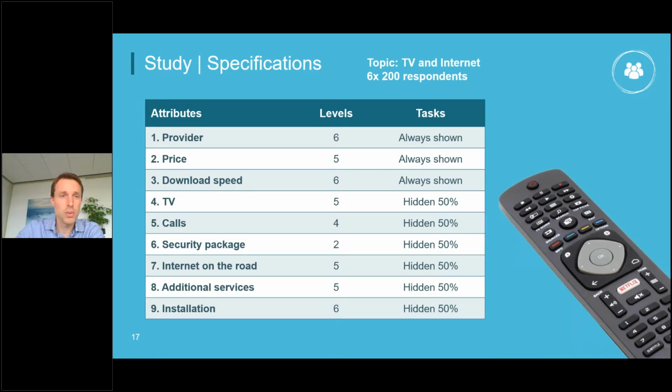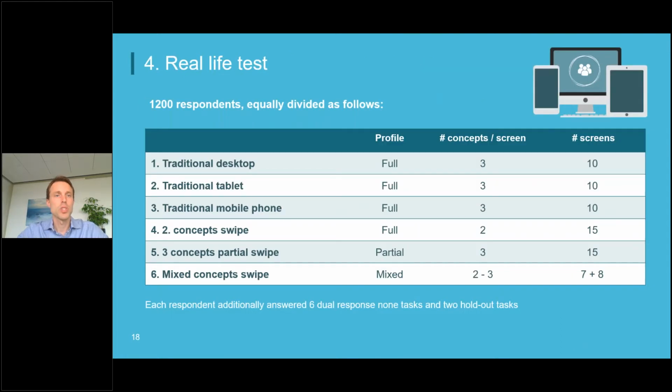All right, so how are we distributing those 6 times 200 respondents? So we did the survey on the traditional desktop, tablet, and mobile phone. We also did full profile, 3 concepts on screen, and we did 10 screens. Then we've got the 2 concept swipe, which we did full profile, 2 concepts on the screen, for 15 screens. The bottom 3 are for mobile phones as well.